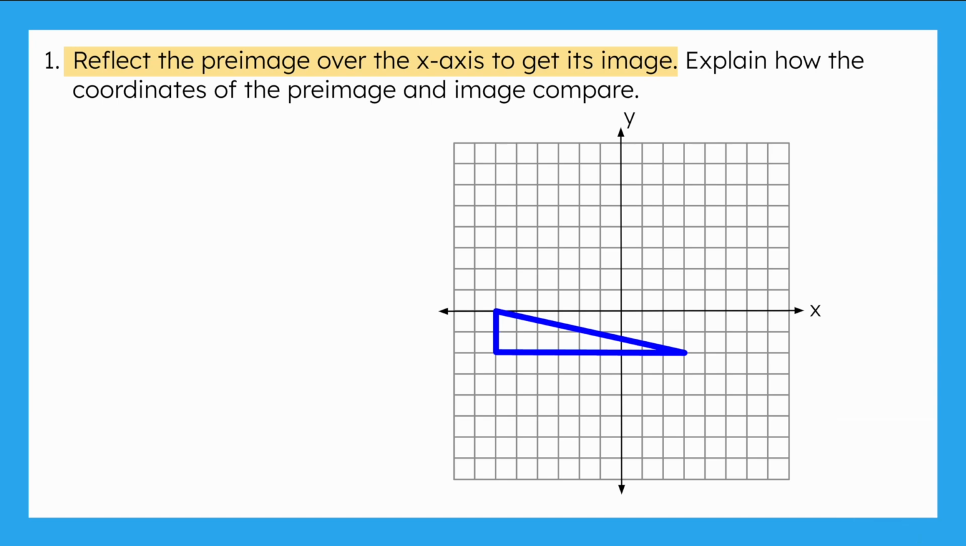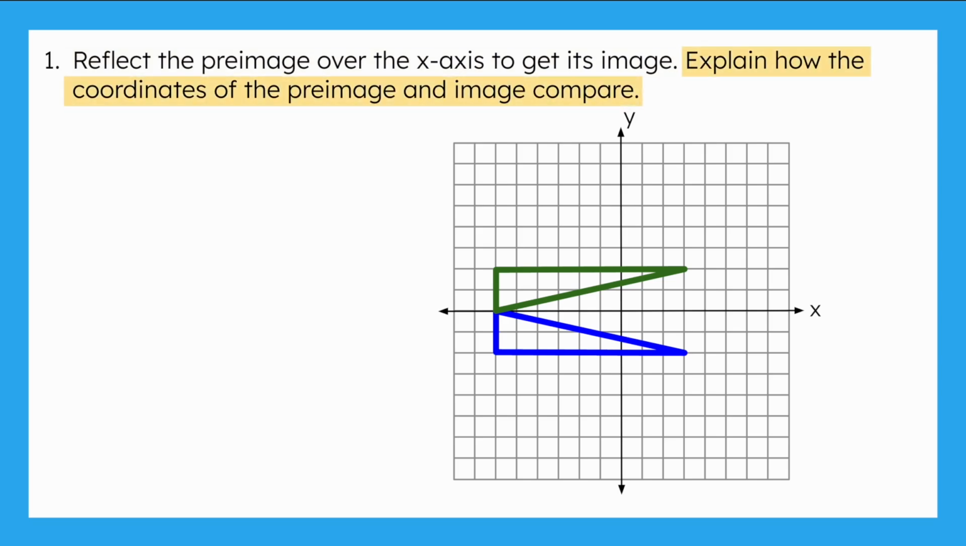When reflected over the x-axis, this triangle ends up here. Great. Now let's explain how the coordinates of the pre-image and image compare. Here's a vertex on the pre-image, and here's the matching vertex on the image. What do you notice about the coordinates? Yeah, the x values stayed the same, but the y values are opposites. Is this also true for this pre-image point and where it ends up? Yeah, the x value is the same and the y value changed signs.